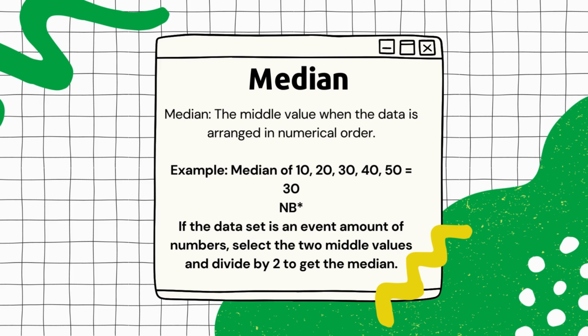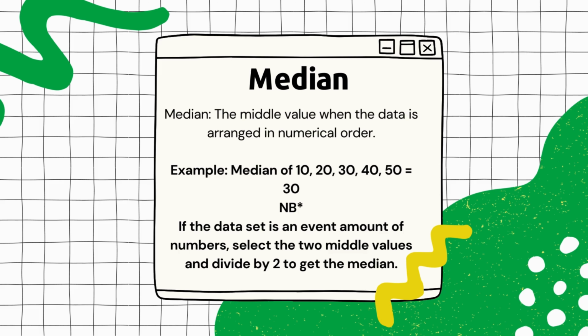Now, what if I had a data set with an even amount of numbers? How do I find the median? It is very, very easy. What you do, for example, if you had 10, 20, 30, 32, 40, 50, is that you add the two middle values. So in the example that I just gave, the two middle values would be 30 and 32.